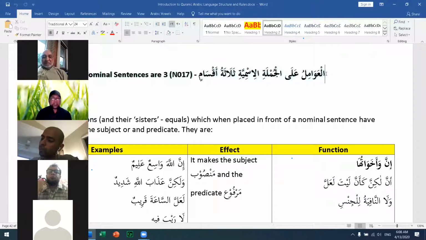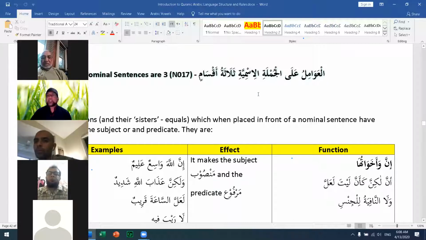Now that sounds very complicated, but it's as easy as saying Muhammadun Rasulullah. Muhammad is the mubtada and the khabar is Rasulullah, messenger of Allah. Or you say Al-waladu zakiyun. Al-waladu is mubtada, zakiyun is khabar. So that's a quick reminder.